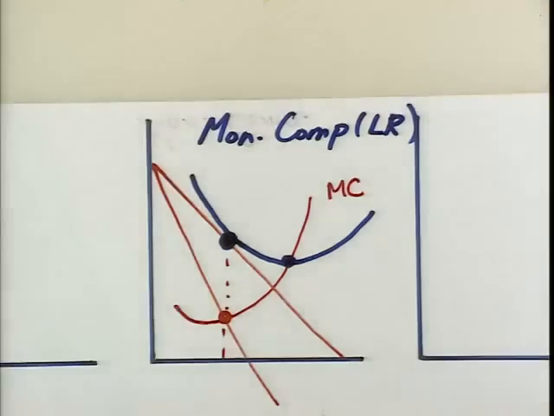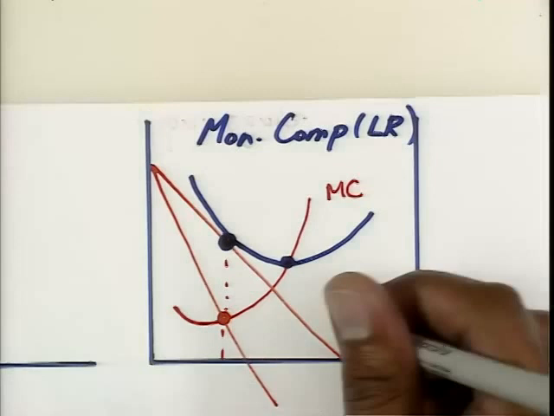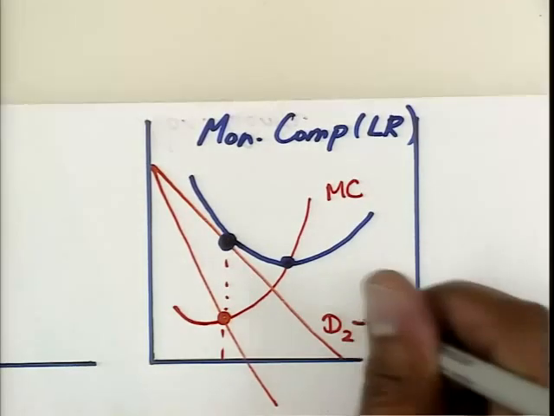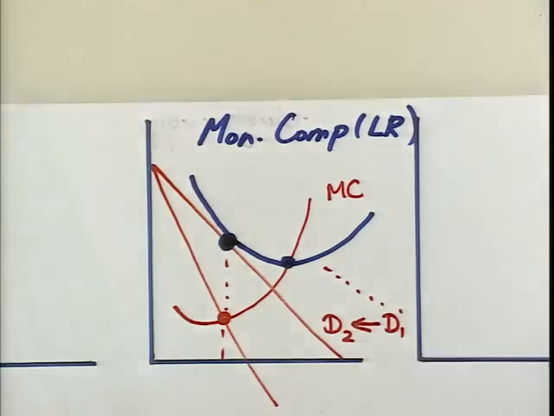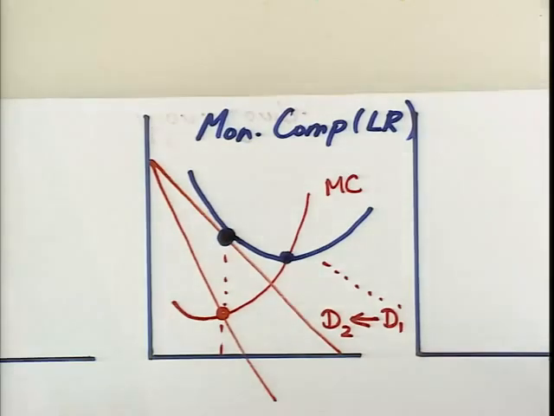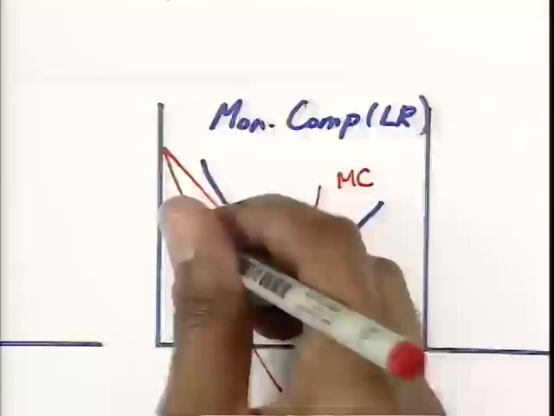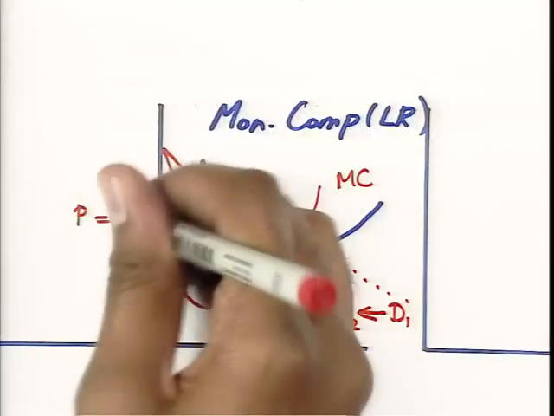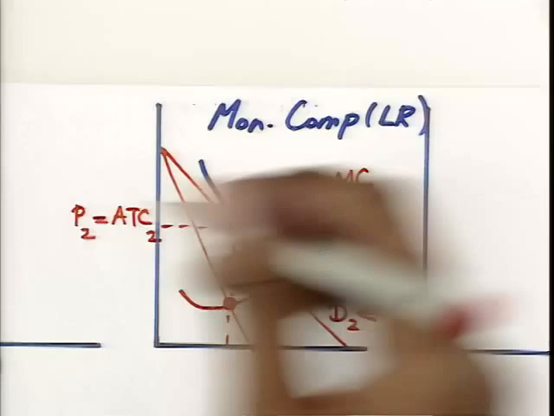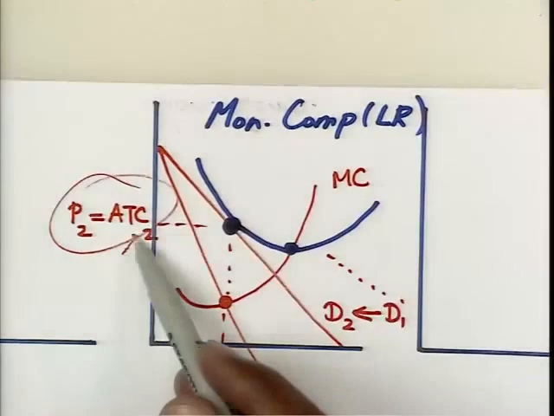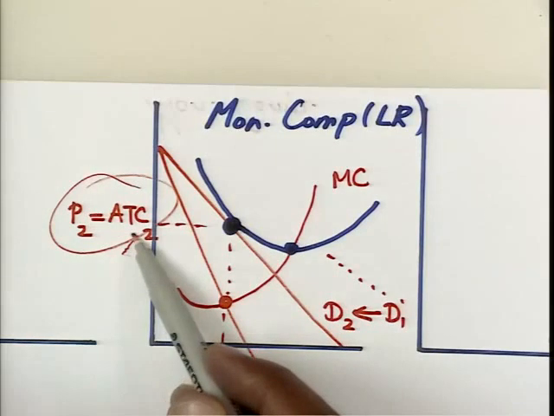Because new firms have entered the market, they've decreased demand, the demand curve has shifted from D1 to D2. D1 used to be somewhere there. Demand keeps decreasing as new firms come in. New firms steal demand from old firms. It keeps shifting until the price and average cost are equal. So that is similar to perfect competition in the long run, the fact that price equals average cost.